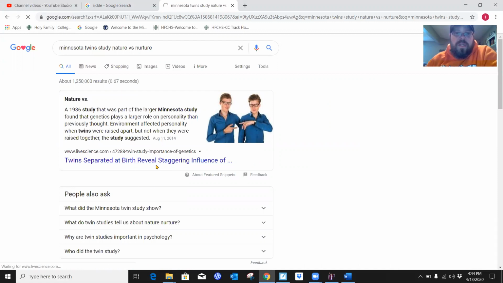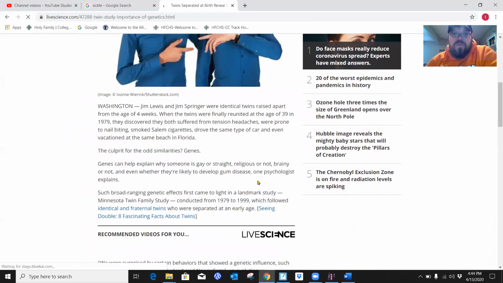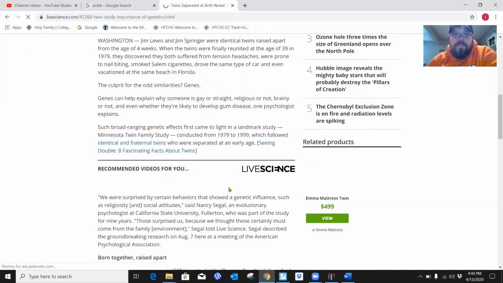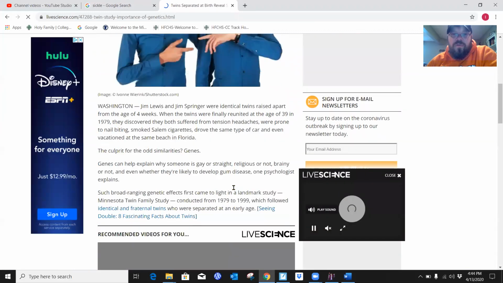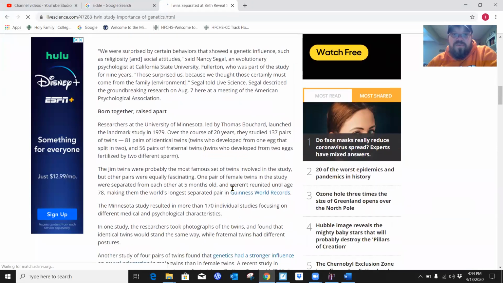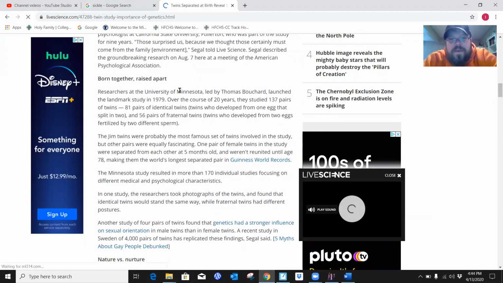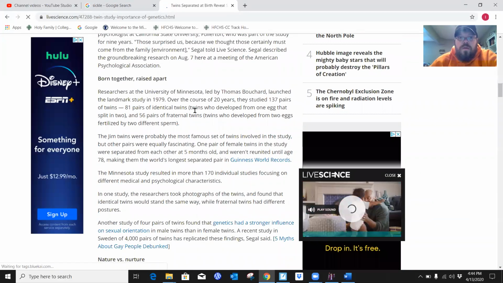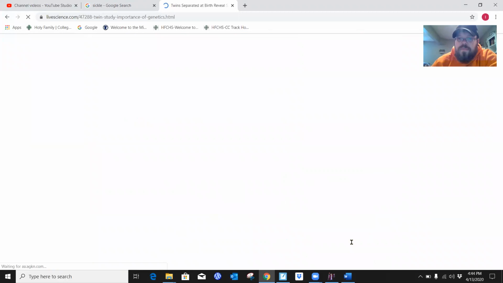In 1986, the University of Minnesota, my bad, it's called the Minnesota Twin Study, started to track identical twins that had been separated at birth. And the interesting part was that they looked at them over the course of 20 years. They studied 137 pairs of twins, 81 pairs of identical twins.